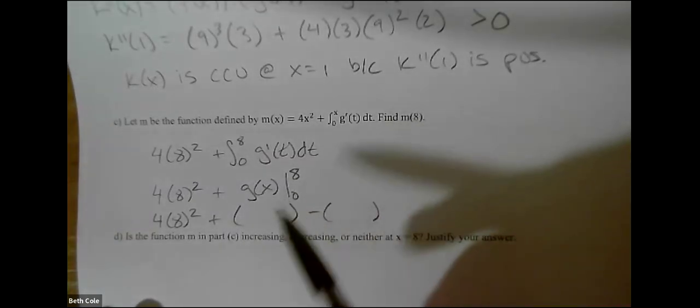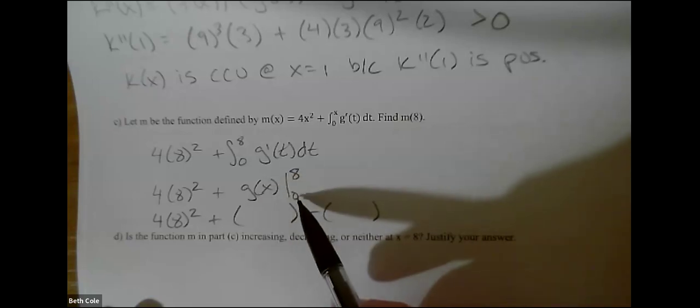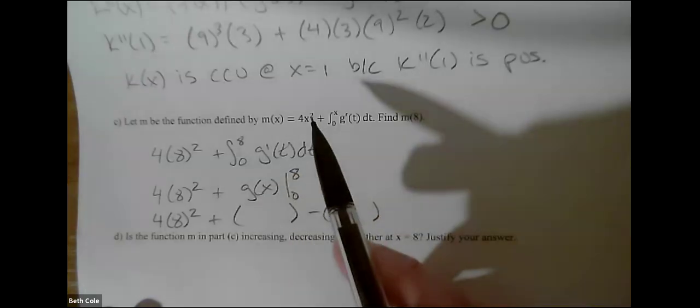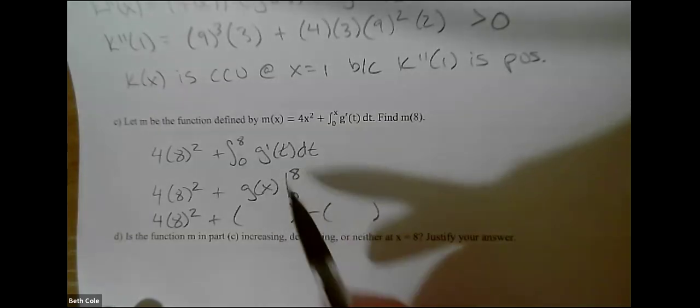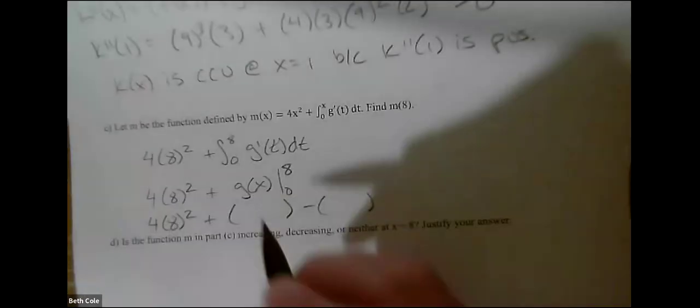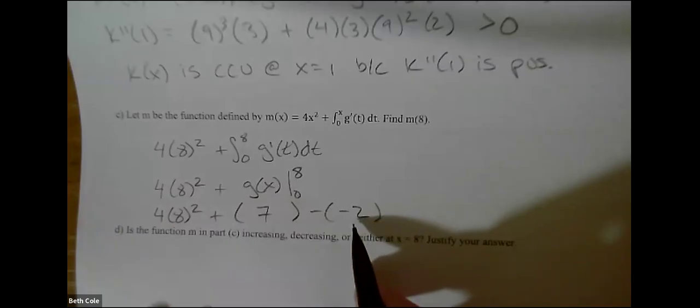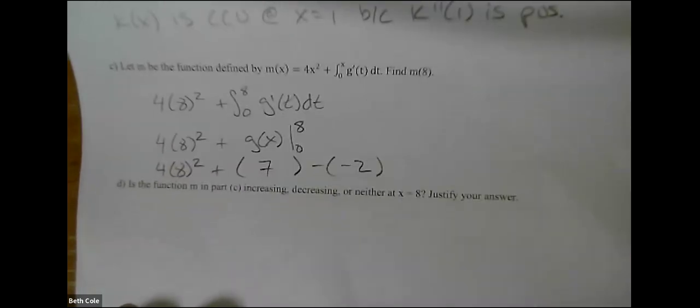The most common mistake I get on this question is people put 0 for this. G of 0 is probably not 0. We have to get it from the table. We're going to do g of 8 minus g of 0. So g of 8 is 7, and g of 0 is negative 2. So please don't just assume that that's 0. You have to get it from the table.